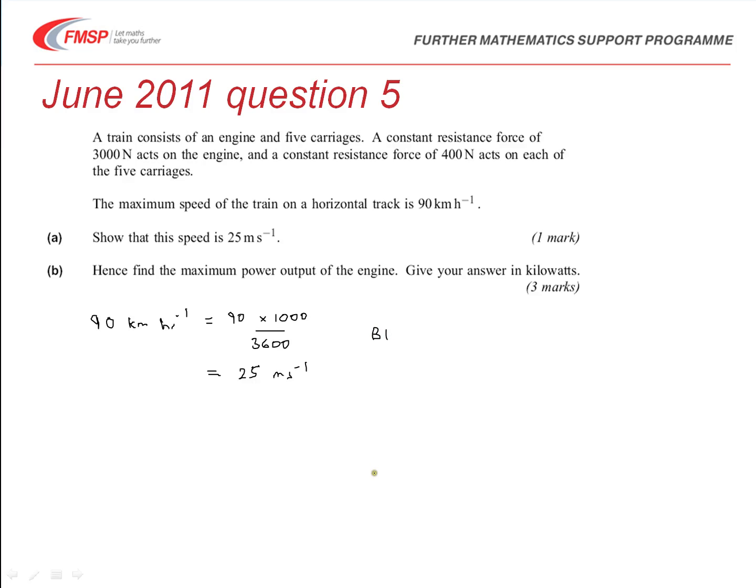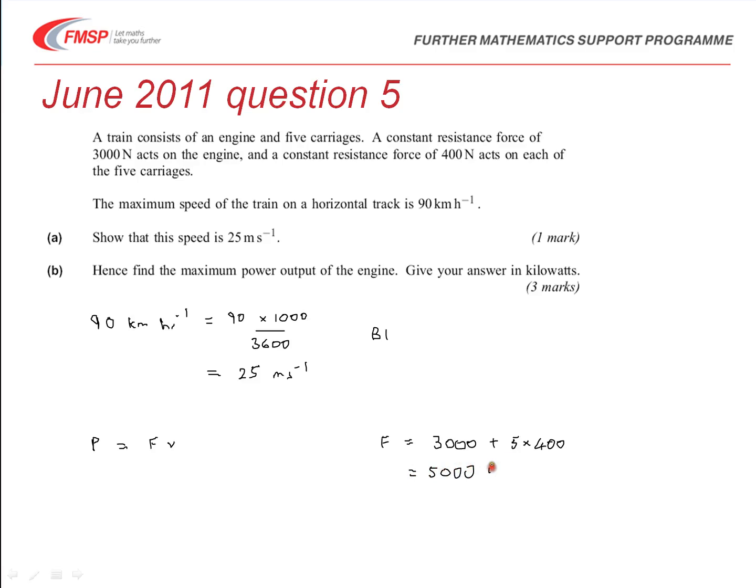Okay. Part B then says, hence find the maximum output of the engine. Well, the maximum output will be when it's doing its maximum speed. Now we know that the power output is equal to the force times the speed. Now the force in this case must be sufficient to overcome the resistance of the engine and the coaches or carriages. So this force must be equal to 3000 plus 5 lots of 400, because there's that resistance on each of those coaches. So the total resistance on the train is 5000 newtons.